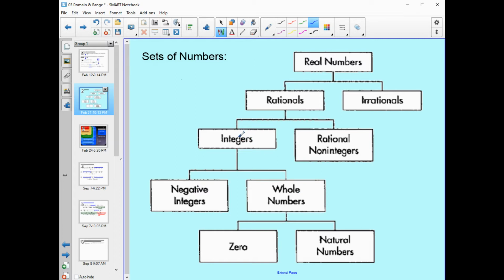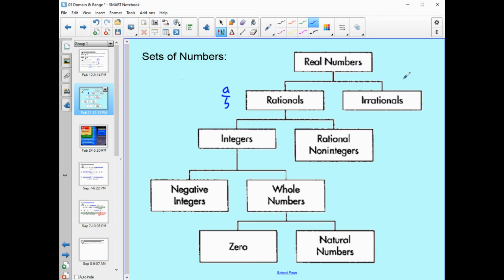If you take one integer over another integer, like a fraction, so if I do something like a over b, where a and b are both integers, then I have the rational numbers. I don't want to get too far into detail, what are rational non-integers, etc. Then we have the irrational numbers.